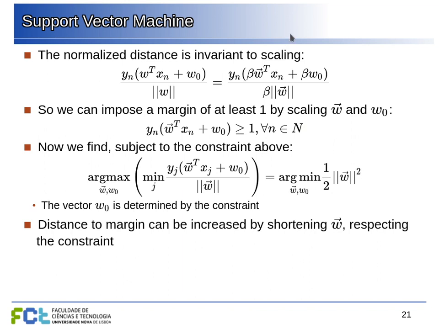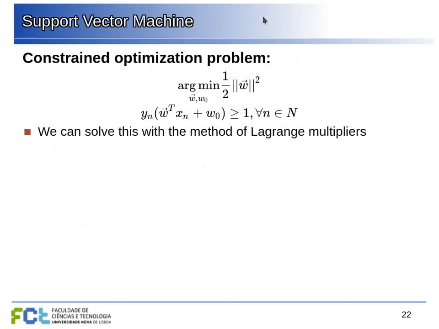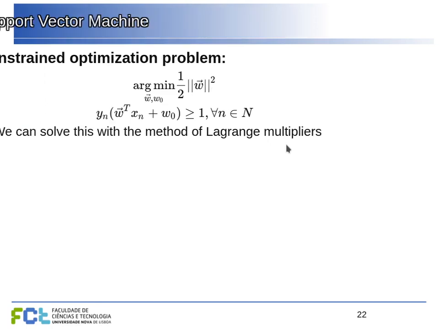Okay, so now we have reduced our problem to a constrained optimization problem where we need to find the minimum for this function subject to that constraint. And this type of problem, where we have an optimization problem and constraints, can be solved with the method of Lagrange multipliers. I'm going to explain this briefly because the Lagrange multipliers will then appear in the support vector machine, and it's important to understand where they come from.